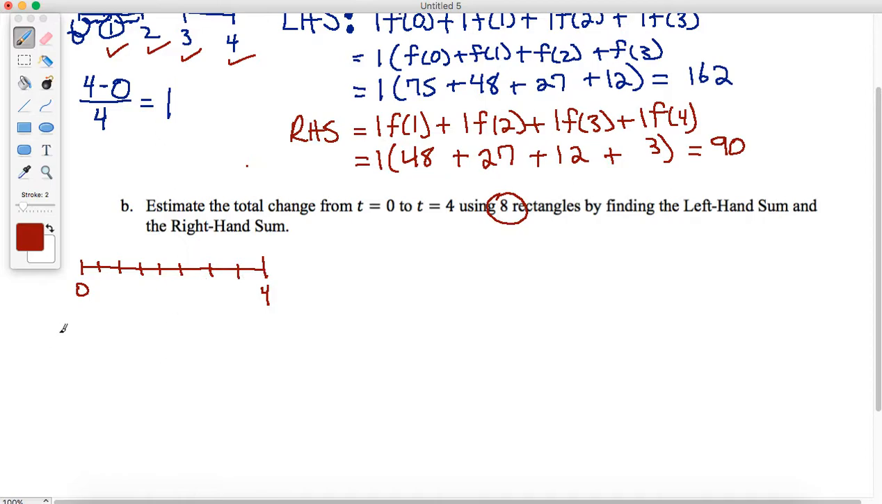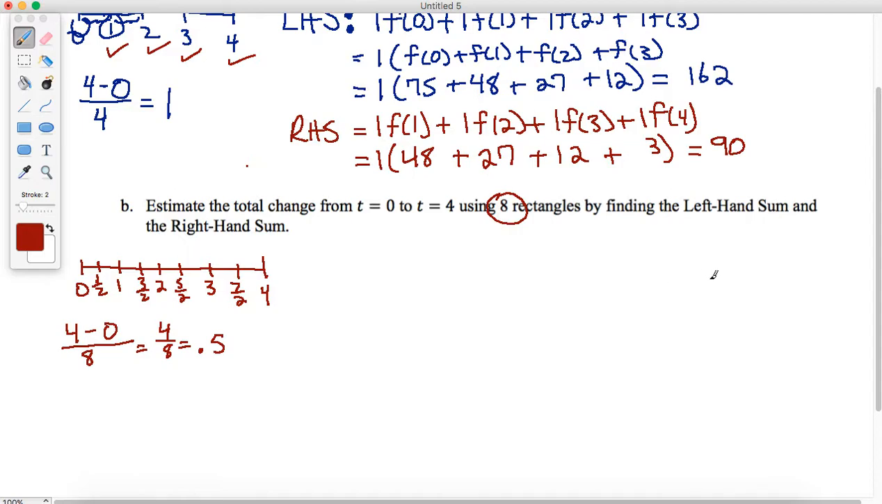For me to do that, I'm going to do 4 minus 0, my top endpoint minus my bottom endpoint, and divide it by 8 this time. That gives me a half. And so this endpoint here is going to be 1 half. This is 1. This is going to be 3 halves, 2, 5 halves, 3, 7 halves, 4. And you can put 0.5, 1.5, 2.5, 3.5 there if you like.